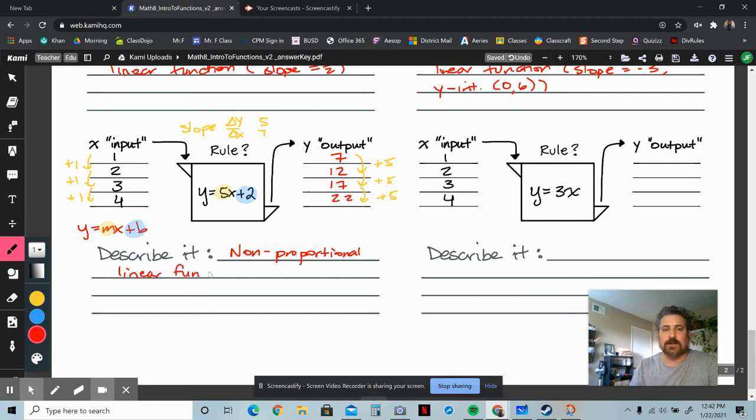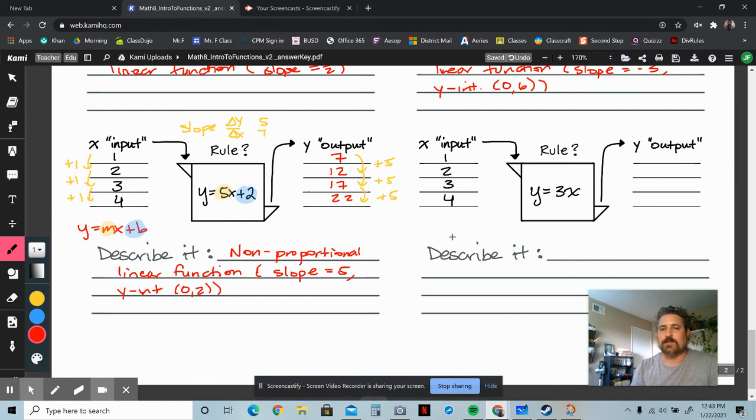And it is still a function. Why is it a function? Because for every x, there is only one y. Every time you put a 1 in, you're always going to get a 7 out. There's no situation where you put a 1 in and get something different than a 7. So it's a function. And the slope of this function, as we discussed, is 5. And the y-intercept of this function is going to be the ordered pair 0, 2. In other words, it crosses the y-axis at 2.